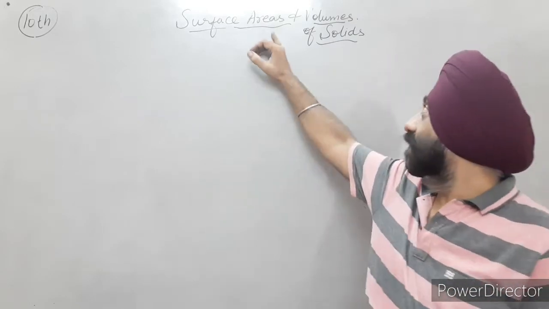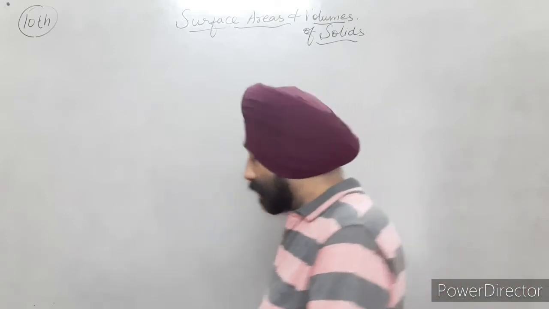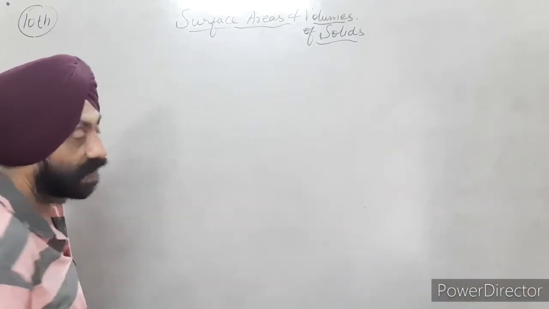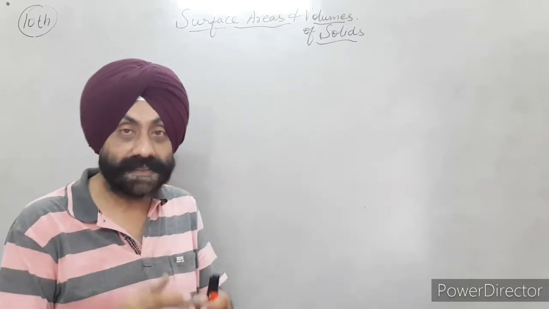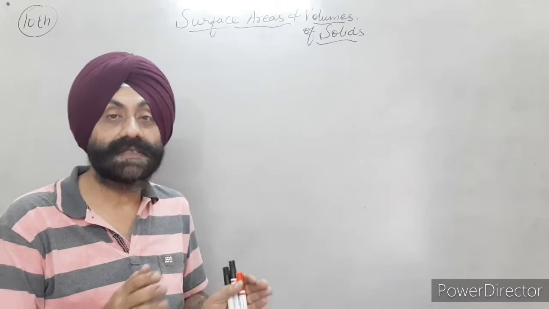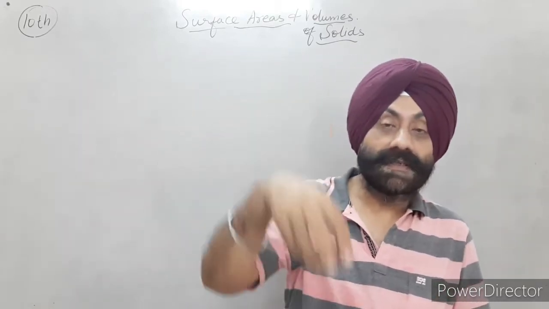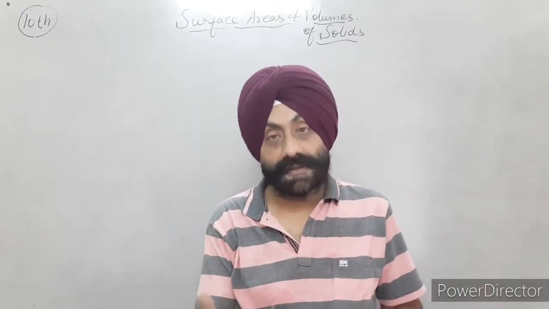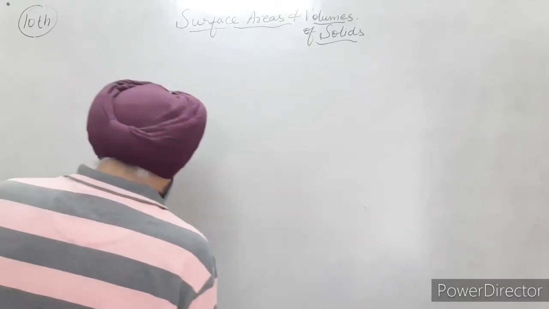Today's topic is surface areas and volume of the solids from class 10th. Now to begin with, let us first know the basic formulas, how to calculate the surface areas and the volumes of the solids. It will be a combination of solids in this chapter. Say a cone is surmounted on a hemisphere, or say a cylinder is surmounted on a hemisphere, and so on. Now, first of all, let me discuss the formulas.